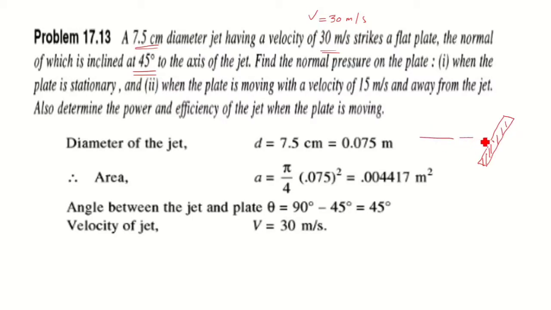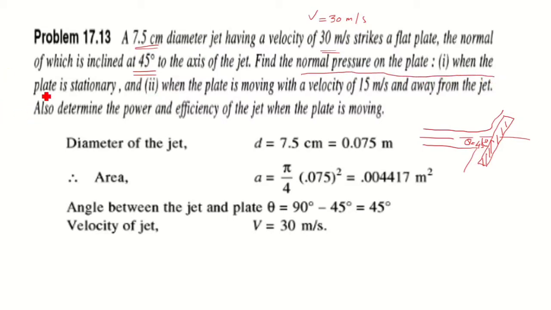So if this is the axis of the jet, the jet is striking like this, and this angle theta is equal to 45 degree. We need to find the normal pressure on the plate under two conditions.